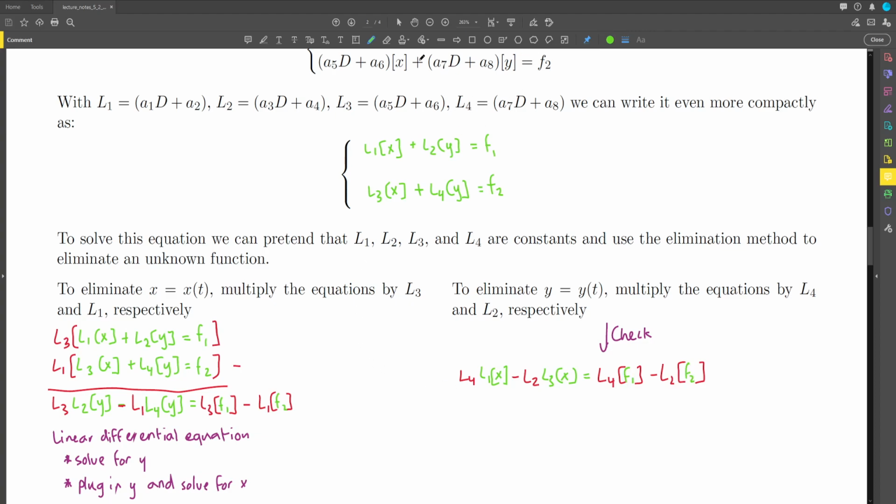And then again, we have the same approach. This is a differential equation in x that we would solve for x and then plug in x and solve for y. So we'll do 2 examples in the next 2 videos.